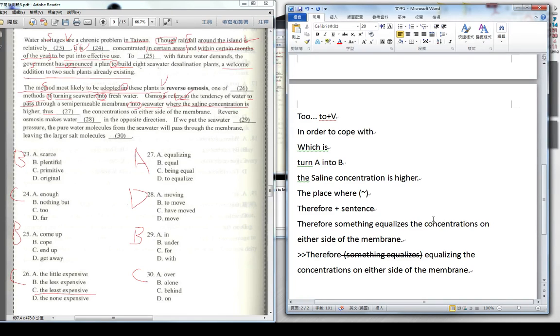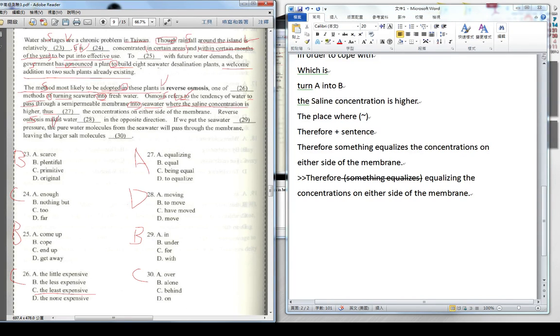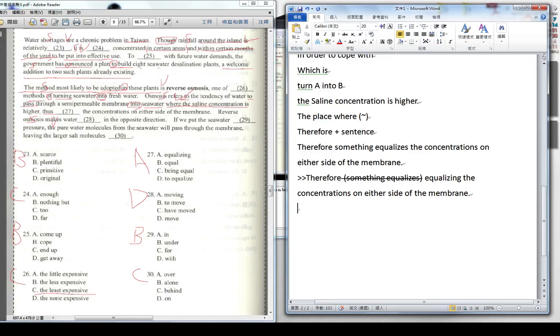Okay, and the next one, reverse osmosis. Osmosis, this is the subject. Reverse osmosis makes water move. So here there are two verbs together, but this is a special usage, make something plus V. This is very important. 就是使役动词. So, reverse osmosis makes water move in the opposite direction.